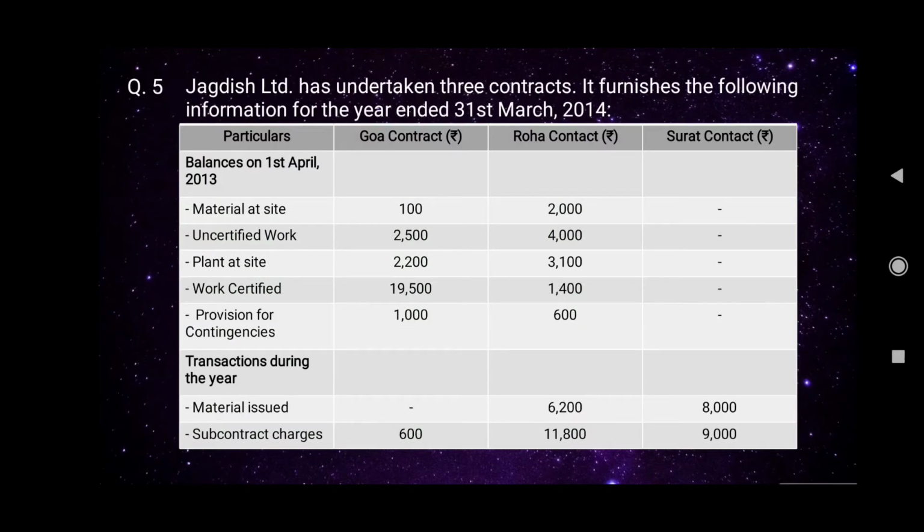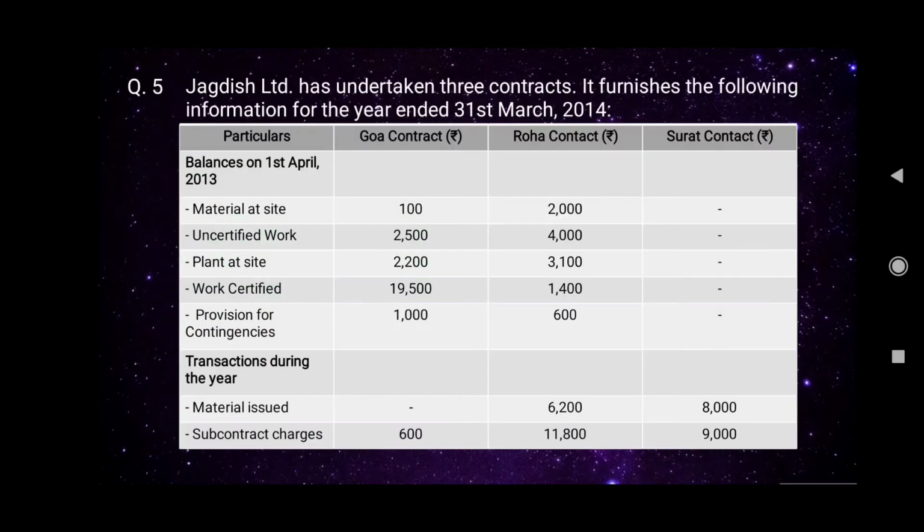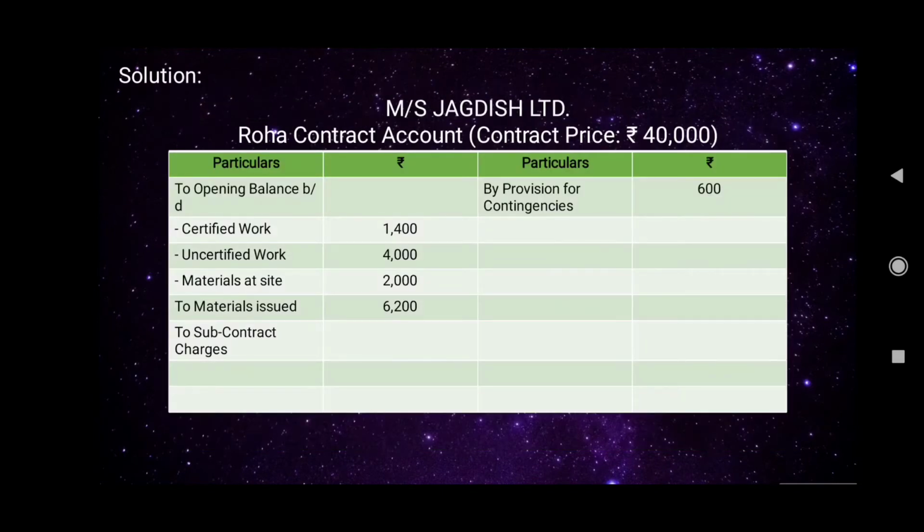Next we'll record material issued. Amount is given as 6200. So to material issued amount is 6200. Next is subcontract charges. Amount is given as 11800. So we'll record it. To subcontract charges amount is given as 11800.